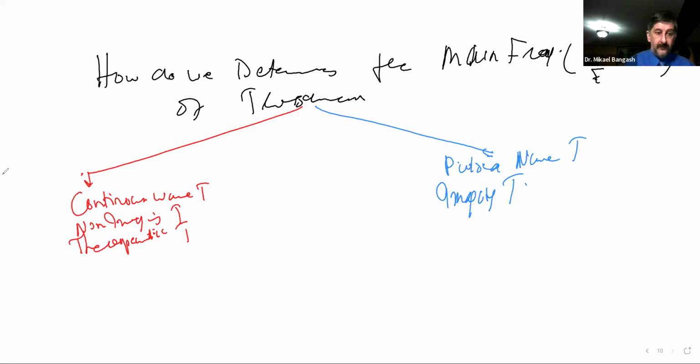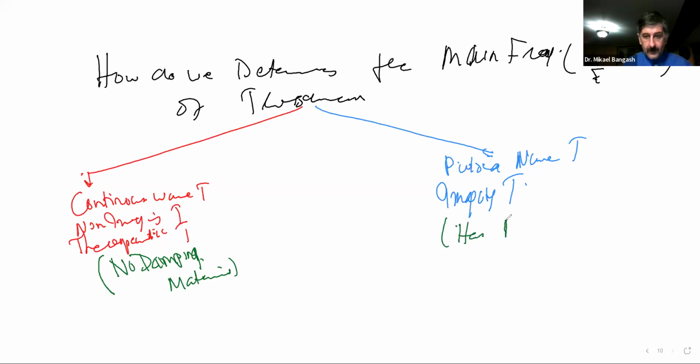Now, what's going to be the main difference between these two? Strategically, I am just using the word damping material. It doesn't really matter. We can say it has damping material. Is that clear?